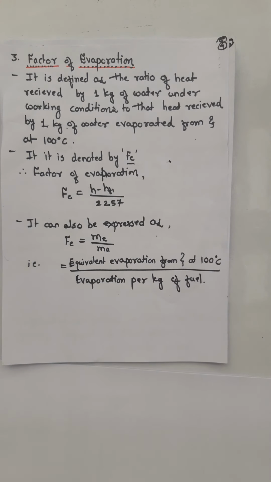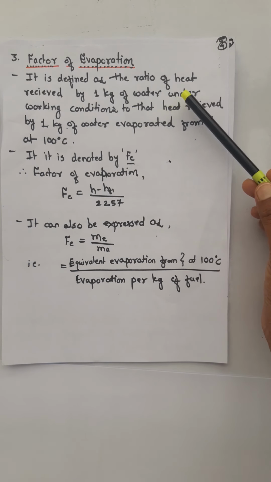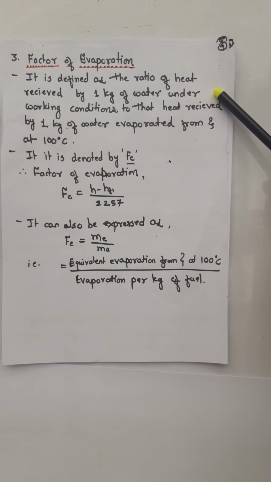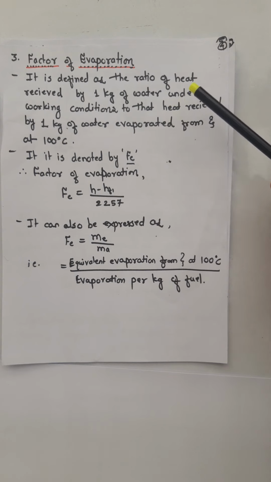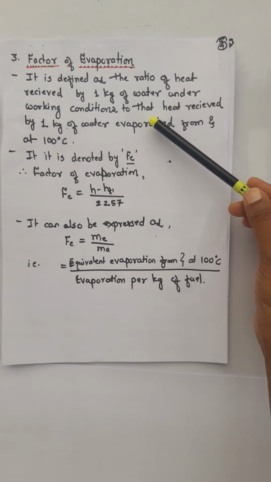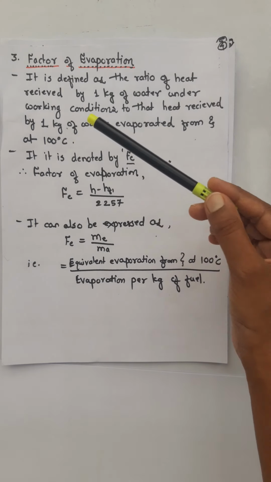So let's see what is factor of evaporation. Factor of evaporation is defined as the ratio of heat received by 1 kg of water which is working under working conditions to that received by 1 kg of water evaporated from and at 100 degrees centigrade. I repeat again: the factor of evaporation is defined as the ratio of heat received by 1 kg of water under working conditions to that heat received by 1 kg of water evaporated from and at 100 degree centigrade.